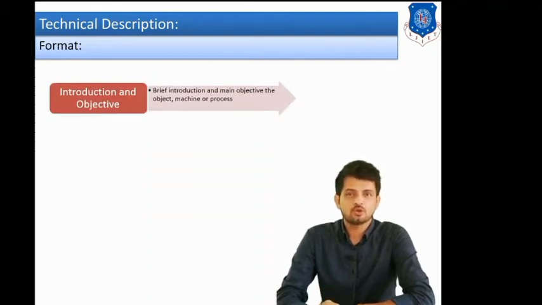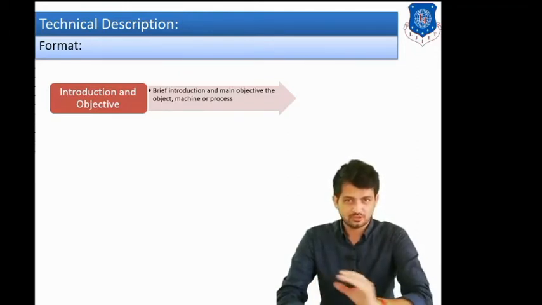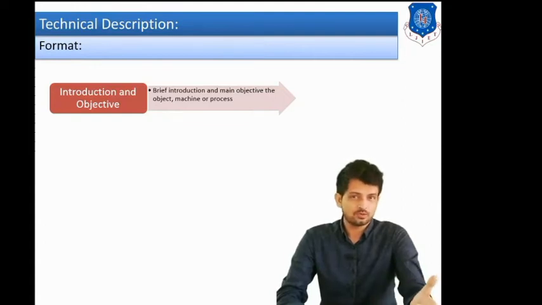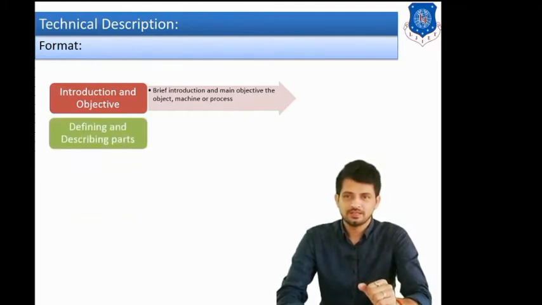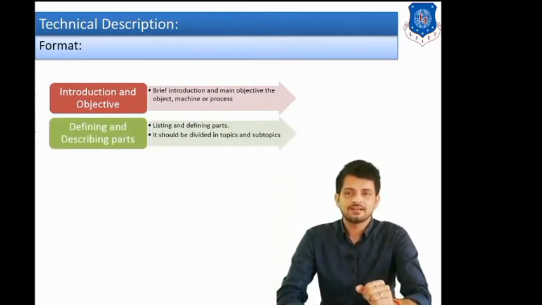First of all, we have to mention the introduction and main objective, the working principle, right? You have to write some history of that particular device or object or process, and you have to also write the main objective and what is the working principle behind that. Second thing is defining and describing the parts.